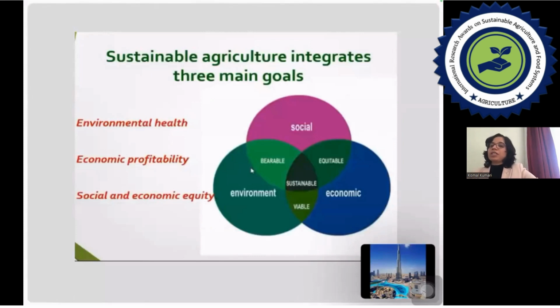Sustainable agriculture integrates three main goals: environmental health, economic profitability, and social and economic equity. We can improve our crop production without harming environmental health, and this is also important for the farmer's economic profitability. Otherwise, why would a farmer cultivate the crops? And both factors are related to social and economic equity. So these three important factors are related to each other.